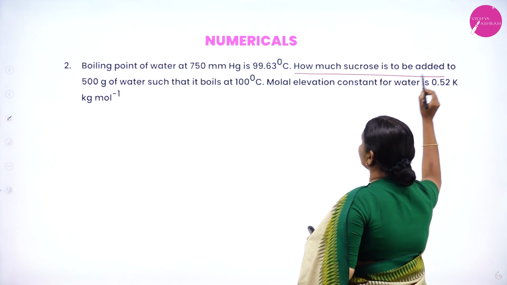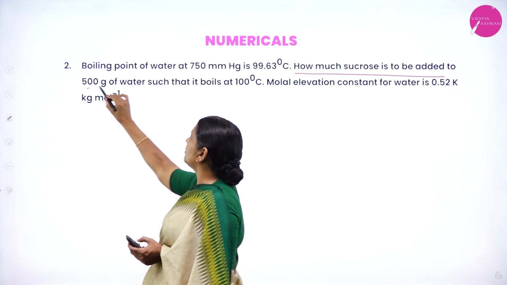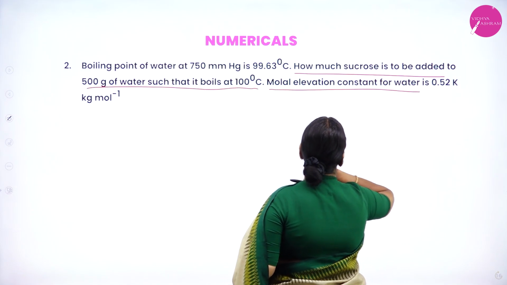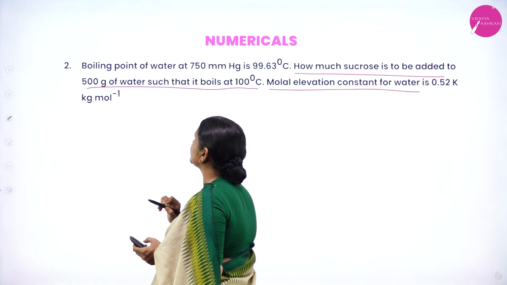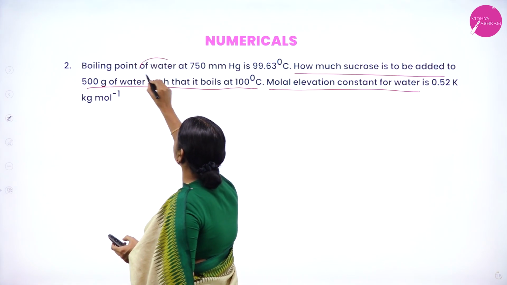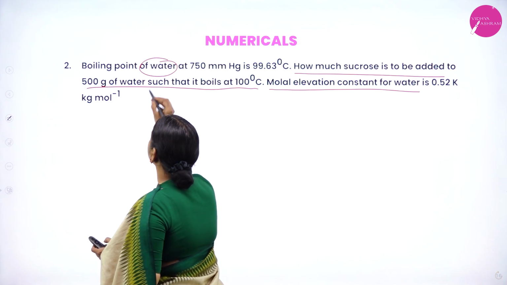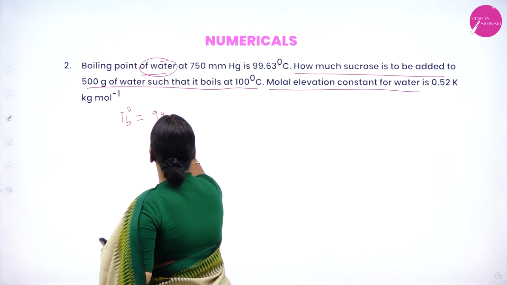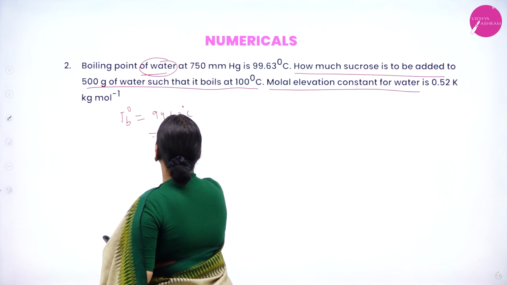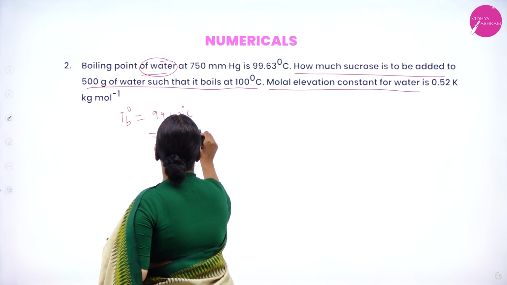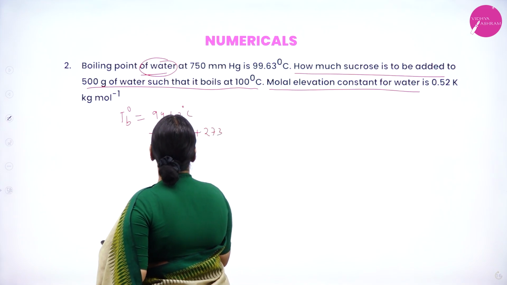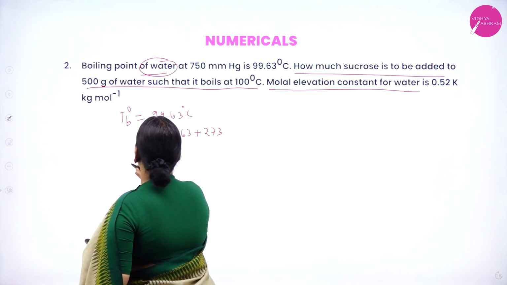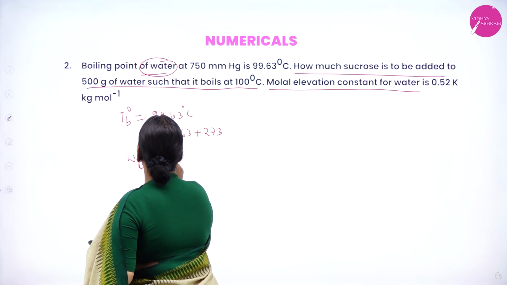How much sucrose is to be added to 500 gram of water such that it boils at 100 degrees centigrade? The molar elevation constant of water is 0.52 Kelvin kg per mole. Water is the solvent, therefore TB naught is 99.63 degrees centigrade, which is 99.63 plus 273 Kelvin. How much sucrose is to be added? That is, we have to find out WB.